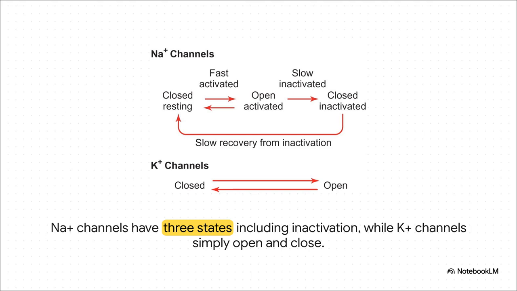So what makes this reversal happen? It's all orchestrated by voltage-gated ion channels. Now, the sodium channels are a bit complex. They have 3 states. They can be closed, they can be open and activated, or they can be closed and inactivated, which is a really important distinction. The potassium channels, on the other hand, are much simpler. They're just either closed or open.